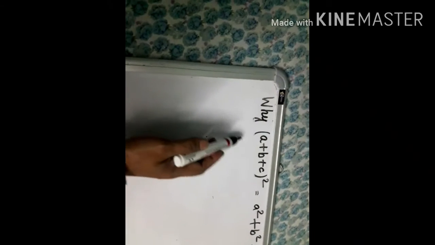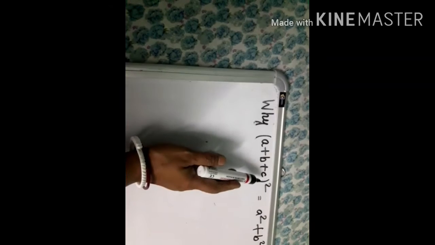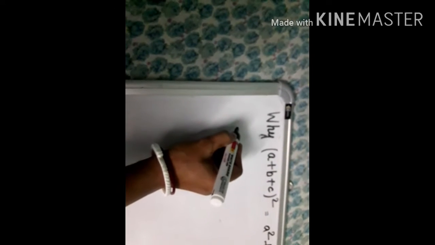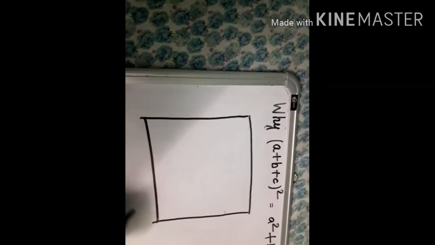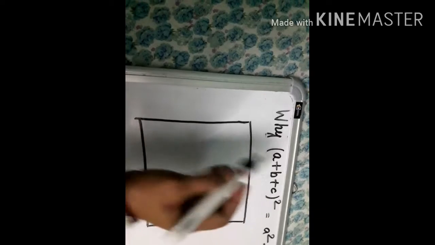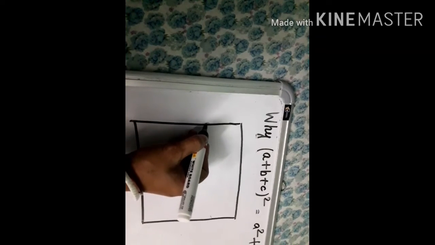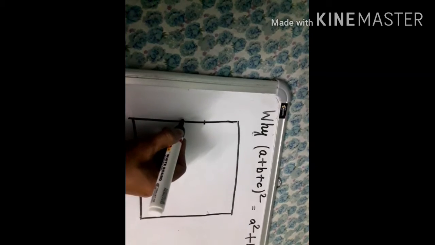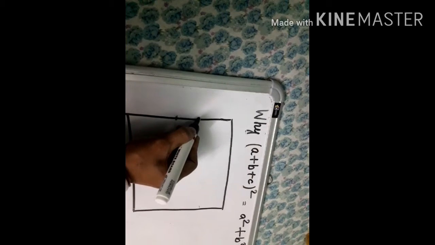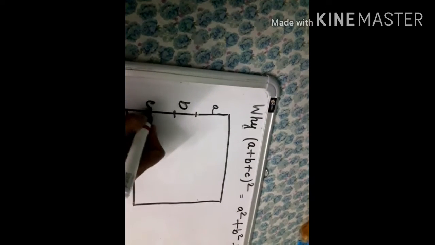That's why, (a + b + c) whole square means I have to draw a square. So this is a square. Now these are the three variables a, b, c, different variables. A, B, C. A, B, C.